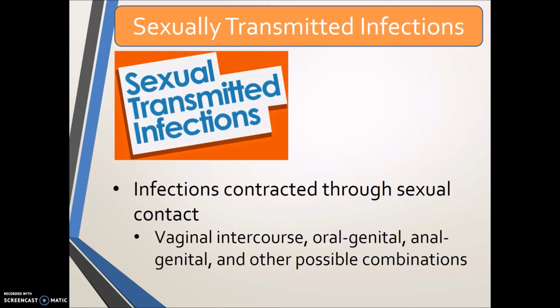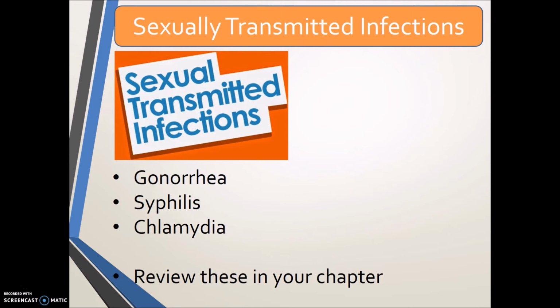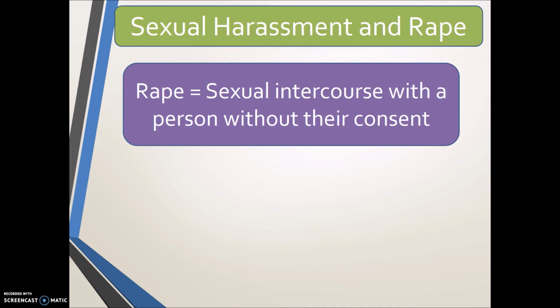So an STI is an infection contracted through sexual contact. That can be anything from vaginal intercourse to oral genital to anal genital and all other possible combinations. Some of the examples are things like HIV and AIDS, genital herpes, genital warts, gonorrhea, syphilis, chlamydia. So go ahead and review those in your chapter. I'm not going to spend more time talking about them here.